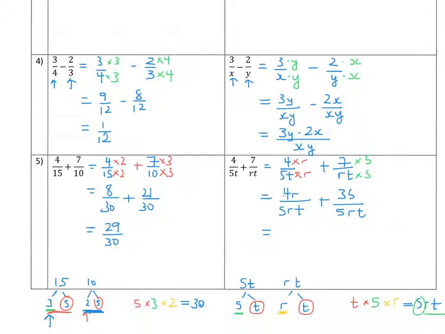Common denominators are in play now, so we're going to add our numerators together. 4r plus 35, can't combine anything, it's just going to be written as 4r plus 35, and we can do that as a single denominator of 5rt.